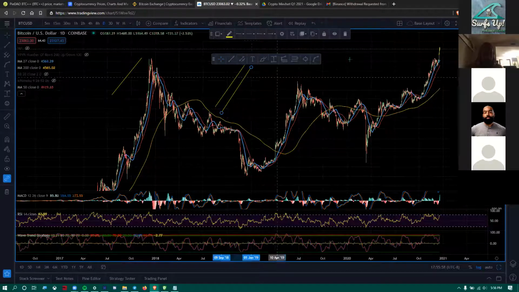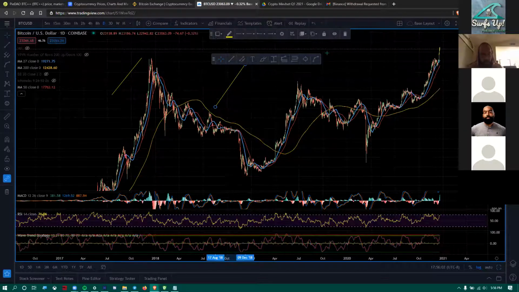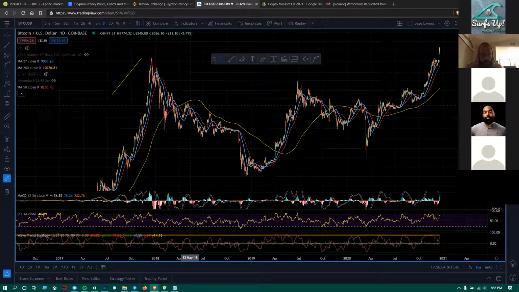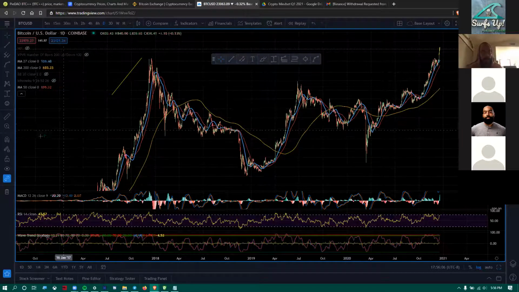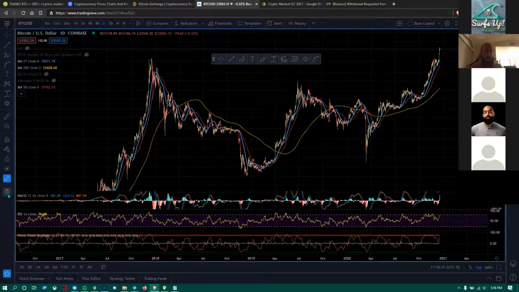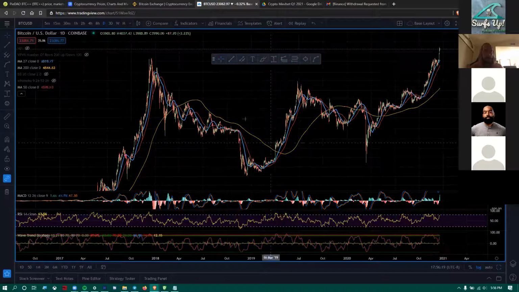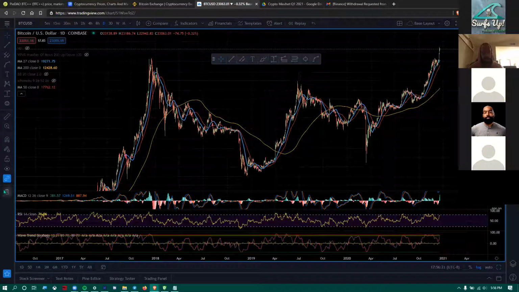If you want to delete, you've got to click on it and come up to the trash can. If you want to just delete all the drawings off of your chart, you can just remove drawings right here. This will get rid of all of your drawings, but none of your oscillators and overlays. This trash can right here.